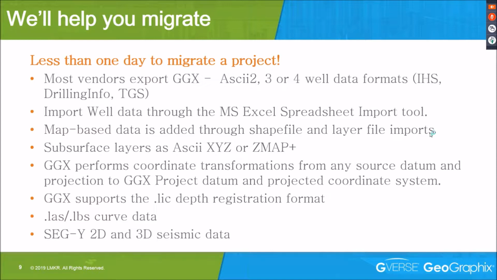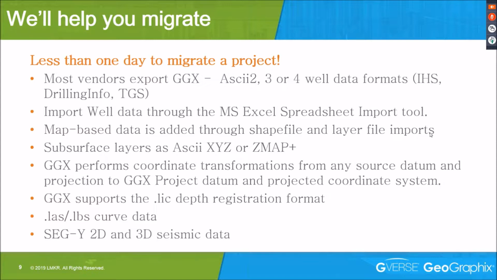We can move data. Most vendors produce GGX, GeoGraphix ASCII 2, 3, or 4 well data formats, for example IHS, DrillingInfo, and TGS. You can also import well data through our macro import tool, which is installed in Excel. We can move base map data using shape files or layer files. All the layers that you create in GeoGraphix are shape files. You can bring subsurface layers in as ASCII XYZ or using the CPS-3 format.